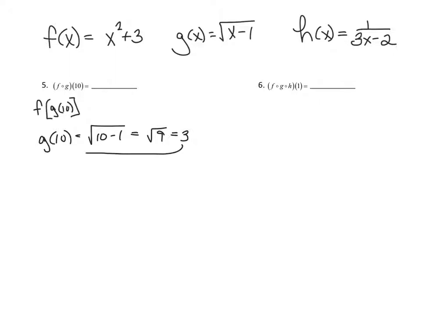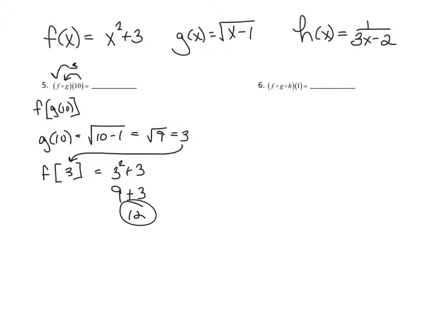Now we'll take 3, we'll plug it back in to f of x. So g of 10 was 3. Let's plug it into the function f. F is x squared plus 3, so we have 3 squared plus 3. That gives us 9 plus 3, which equals 12. Some people like to use a shortcut. So if you go to the original problem, you can plug 10 into g. That gave us 3. And then take 3, plug it into f. And that gave us 12.